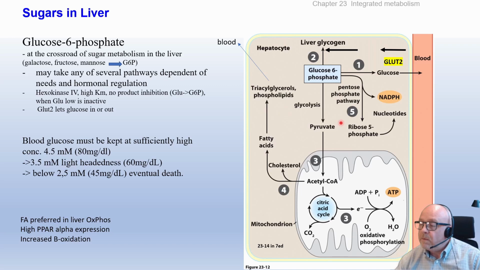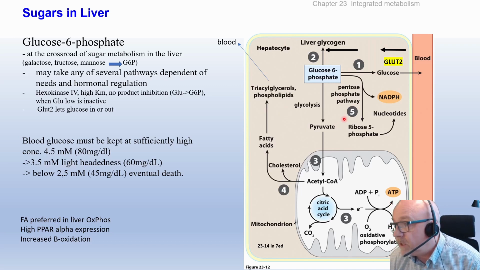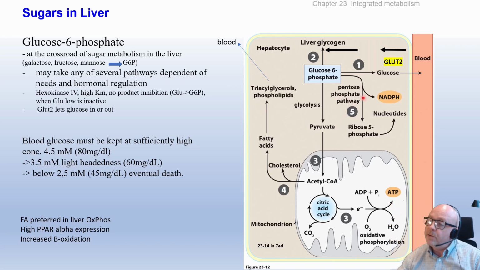Then the last way in which glucose 6-phosphate can be used is via the pentose phosphate pathway to generate nucleotides. Again, if the liver cells want to make new cells, they will need new nucleotides, right? And this was also an important way to regenerate NADPH in the liver.